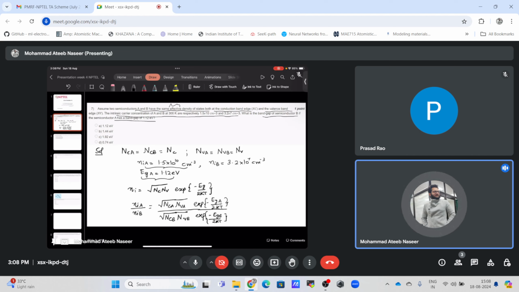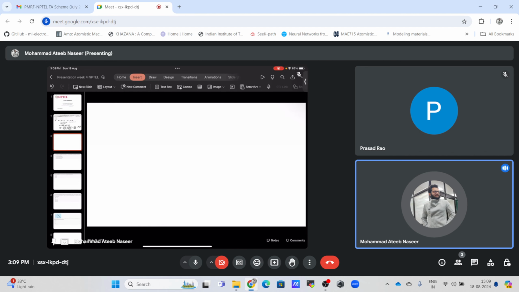So Nc of A and Nv of A, we know this is simply Nc Nv divided by root of Nc Nv. So both these quantities will go and we will be simply left with exponential of minus Eg of A minus Eg of B, divided by 2kT. So this is the result we have obtained till now.